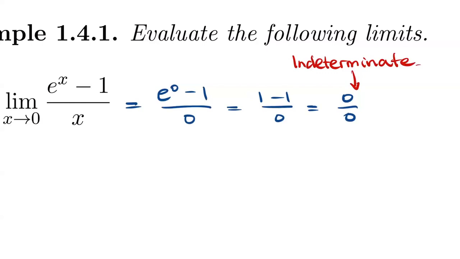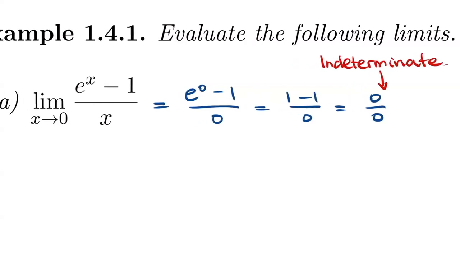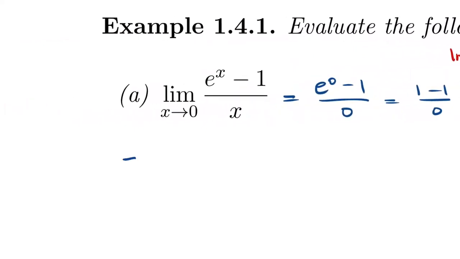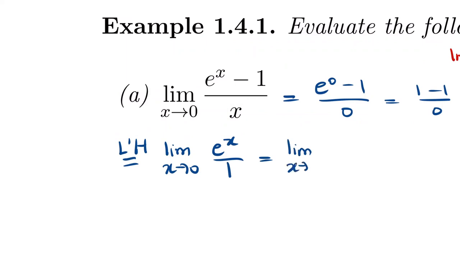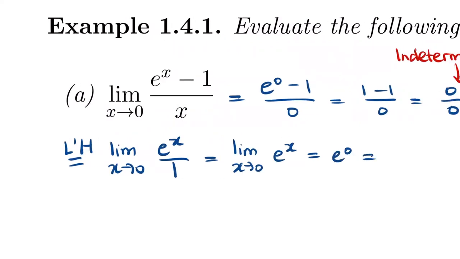So what we actually need to do here is take the derivative of both the numerator and the denominator. I'm going to put the L and the H in front to denote that I'm using L'Hopital's rule for this step. So we have the limit as x approaches 0. The derivative of the numerator is just going to be e to the power of x, divided by the derivative of the denominator, which is x, which is going to equal 1. So you're actually taking the limit as x approaches 0 of e to the power of x. And if you put in 0, e to the power of 0 is equal to 1. Not too bad.